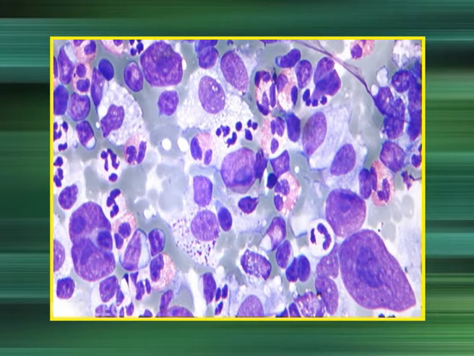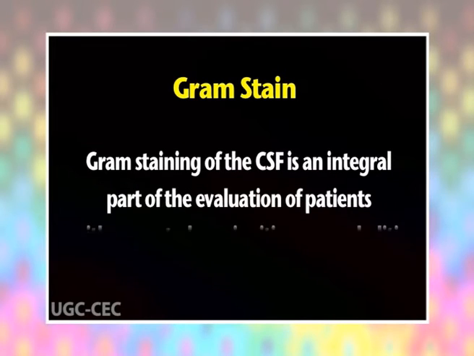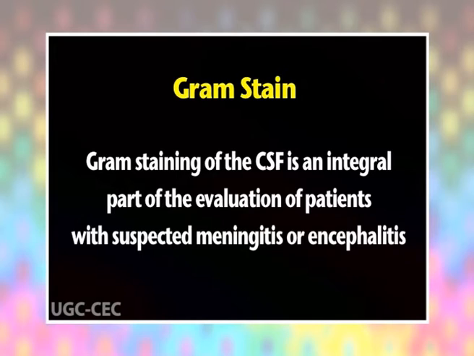Now let's have a look at cytology. Cytology is occasionally useful for the diagnosis of malignancy involving the CNS. Now let's have a look at Gram stain. Gram staining of the CSF is an integral part of the evaluation of the patients with suspected meningitis or encephalitis.